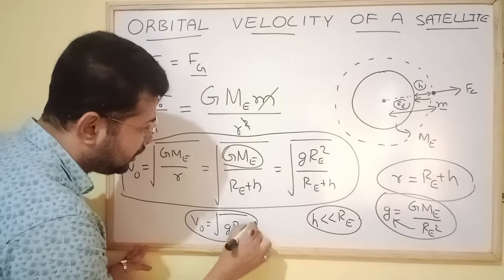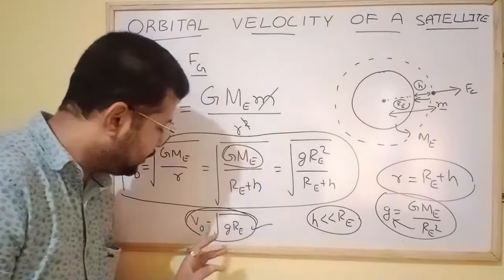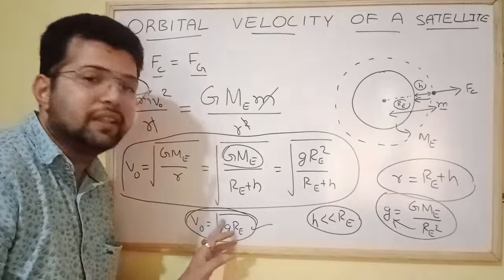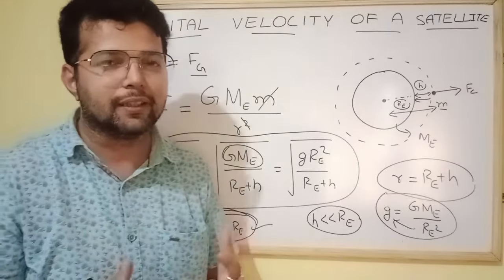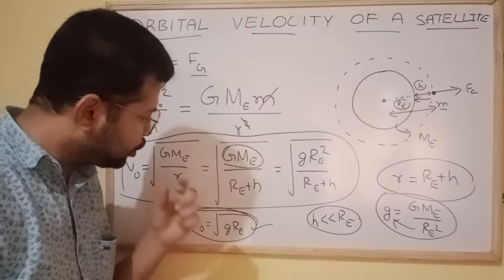That means if the satellite is very close to the surface of earth, then h is very small, and the orbital velocity is given by square root of gRe. You can say that for a surface satellite, orbital velocity is square root of gRe.